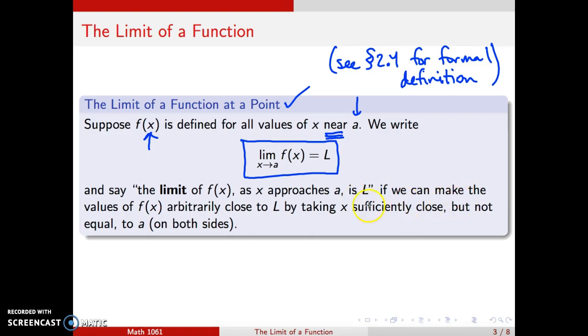We say that if we can make the values of f of x arbitrarily close to L by taking x sufficiently close but not equal to a on both sides. We'll see what this means graphically in just a second, but this is not super formal, maybe a little more formal than the closer and closer idea. But that's what we've got for something like a definition.